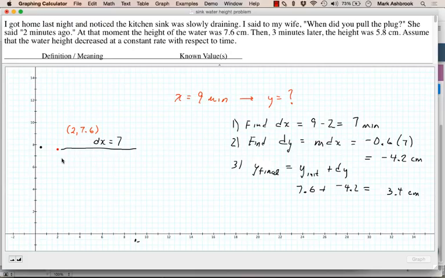And so, what happened? So for a change of x of 7, where's that going to be, about there? Y went down. How much? So our dy was negative 4.2, and so we take the initial y, 7.6, plus the change in y gives us the final value of y. So now we have that correspondence point, which is 9, 3.4.